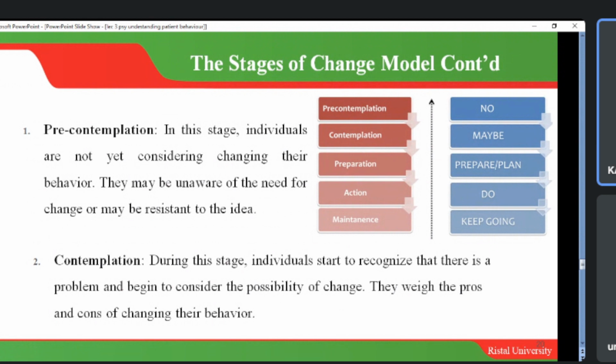And then the next stage, from pre-contemplation to contemplation. During this stage, individuals start to recognize that there is actually a problem, and they begin to consider change. Maybe I have the condition. Maybe I should start taking some fruits every day. That's what happens during contemplation. They try to weigh the advantages and disadvantages of changing that behavior, the pros and cons.